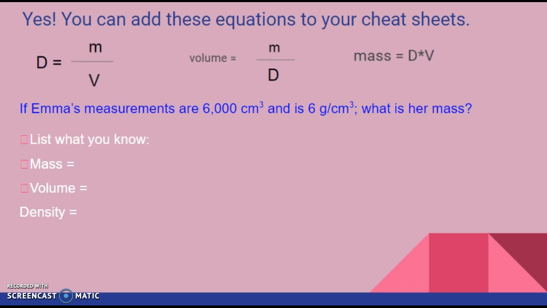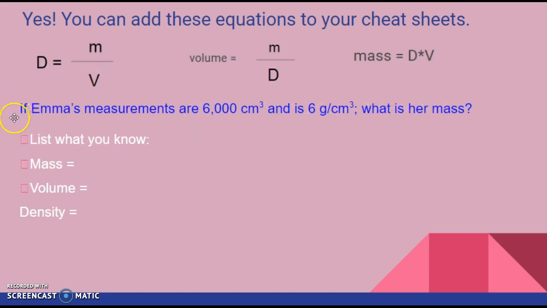And just as a reminder, if you haven't written down density equals mass over volume, volume equals mass over density, mass equals density times volume, hit pause. Make sure you have these written down on your cheat sheet because that's going to make it a lot less stressful when it comes to the algebra.